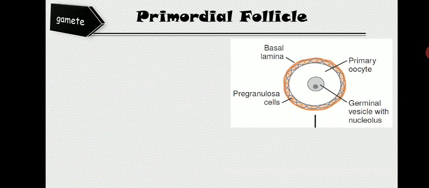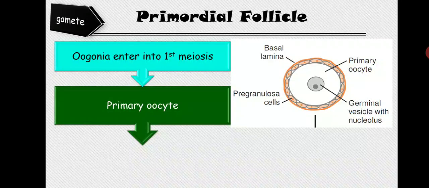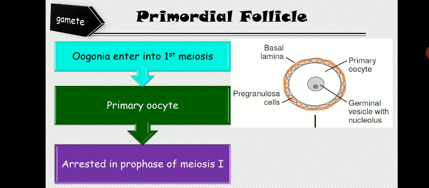The oogonia first enter into the first meiotic division. Once the oogonia enters the first meiotic division, it is known as a primary oocyte. While in spermatogenesis, once the spermatogonia enters mitosis, it is converted into the primary spermatocyte, and then it goes into meiotic division and converts into the secondary spermatocyte. In oogenesis, once the oogonia enters the first meiotic division, it is known as primary oocyte. And during this meiosis, development will be arrested at the prophase of meiosis 1.